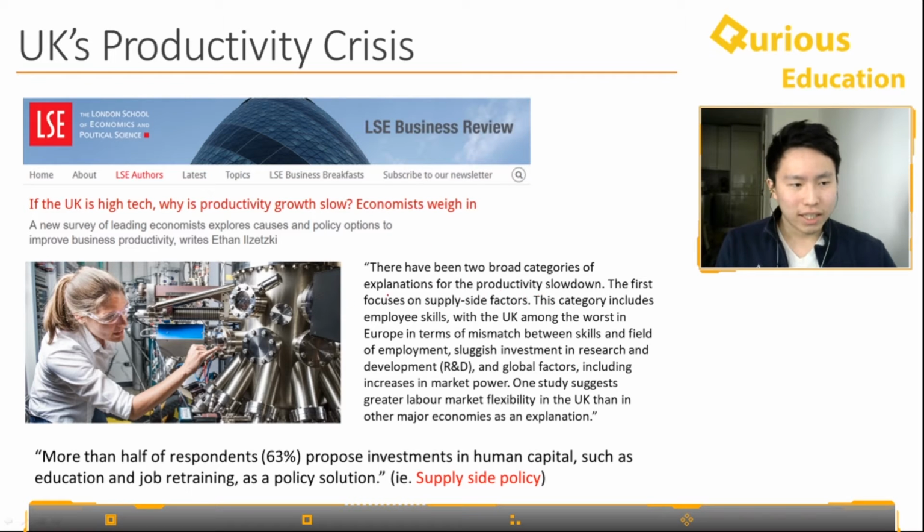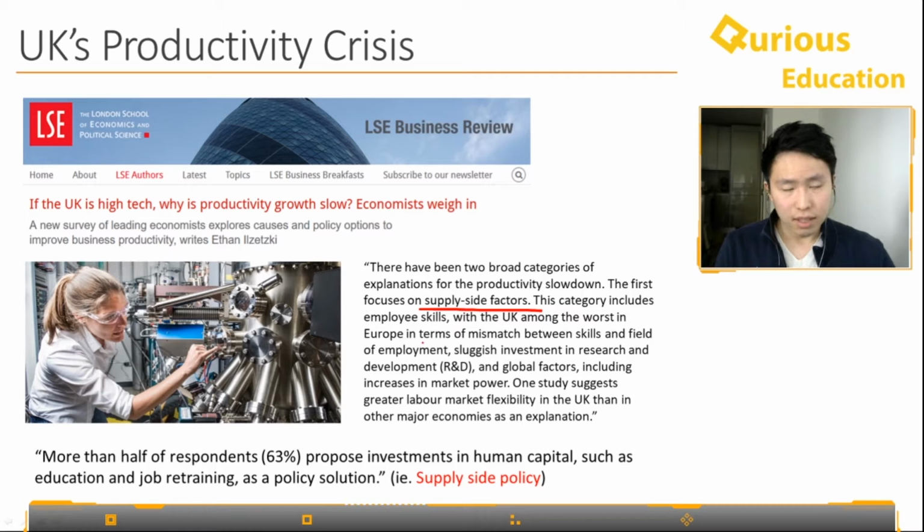So one is a supply side factor. This means a mismatch of skills between the workers in the UK versus what is desired in the economy. Because of this mismatch of skills, we aren't using all of our workforce, and as a result, we potentially would be less productive in terms of our factors of production with regards to labor.